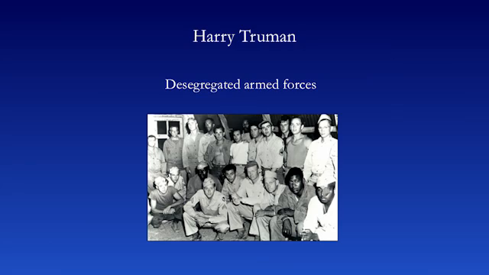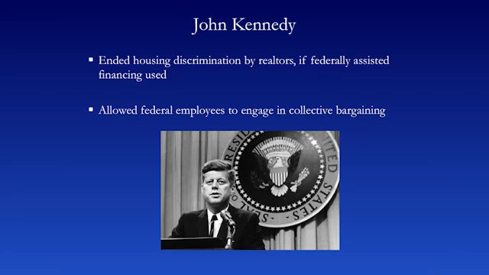Harry Truman used the executive order to desegregate the armed forces. John Kennedy used executive power to end housing discrimination by realtors, and he allowed federal employees to engage in collective bargaining when he issued an executive order to that effect.